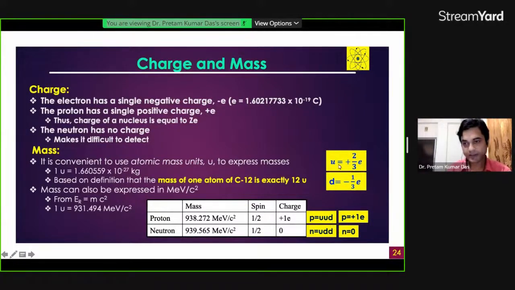These are the values of charge of up and down. If we put the values of up and down here, 2 up means 2/3 plus 2/3, minus 1/3, we get plus 1. And for the neutron, 1 up means 2/3, plus 2 down, minus 1/3 minus 1/3, you can see this becomes 0. So I think you can understand how the neutron becomes neutral and the proton becomes positive.